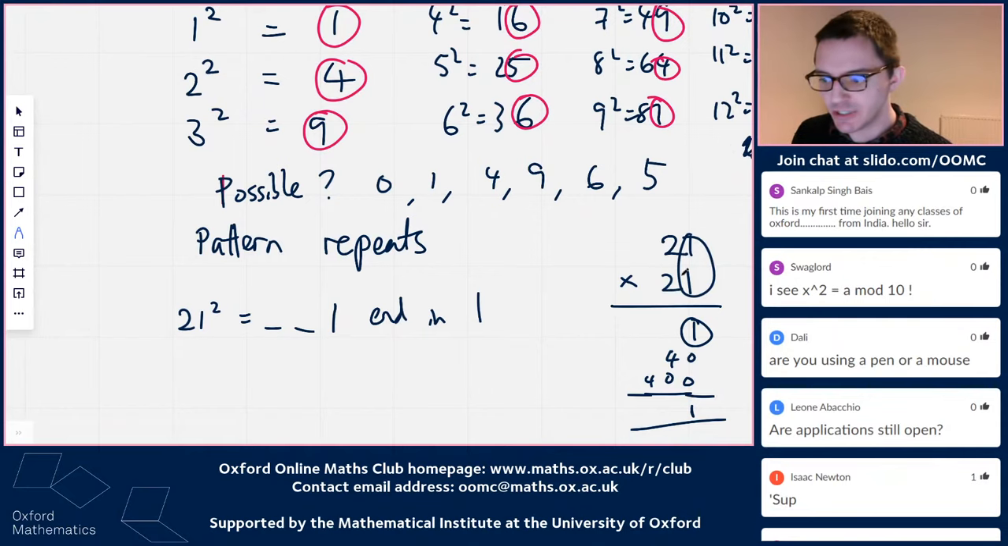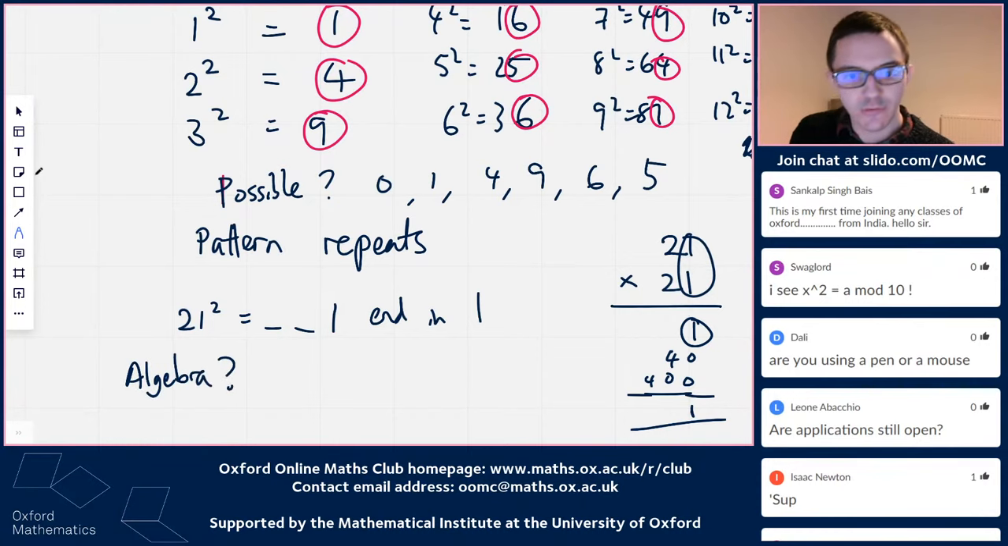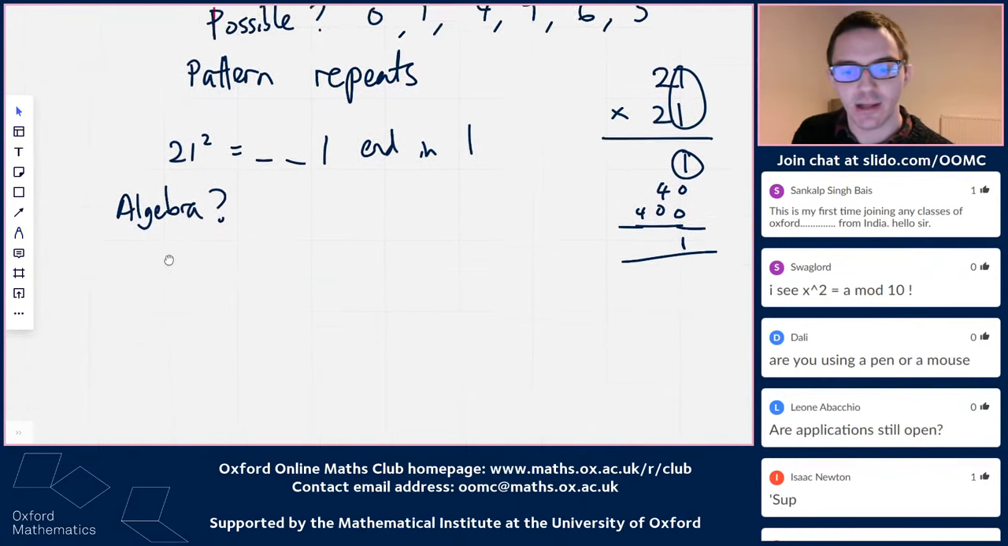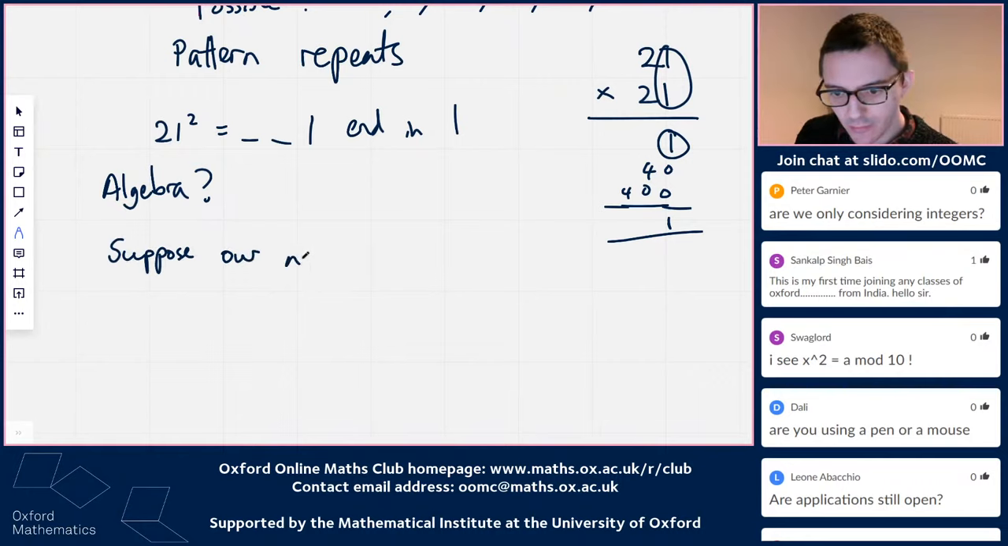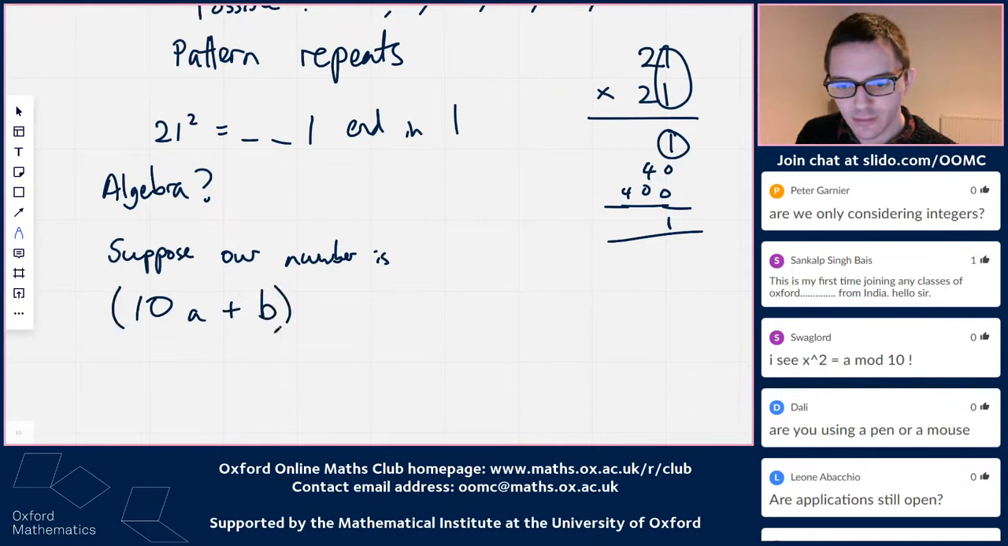Okay, so we've got this observation, and then we've got some intuition for why it works, and then we can try and make it into algebra. So we try and take the algebra of this and explain why this works. I'm going to bring in some notation. I'm going to say, suppose our number is 10a plus b, where I want b to be somewhere between 0 and 9.